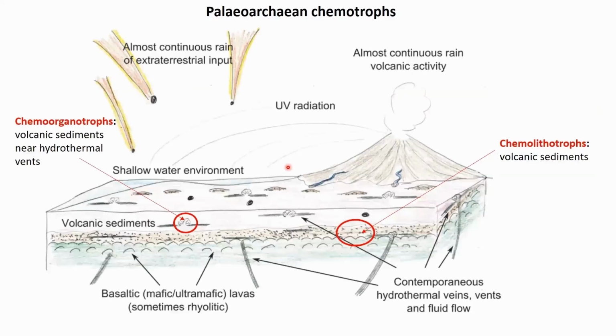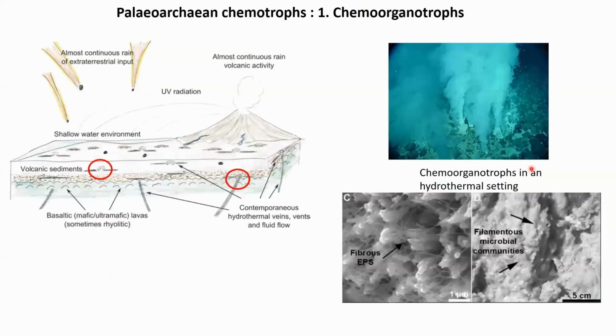So now I'm going to change tack and talk about the chemotrophs, the two kinds of chemotrophs. And I'll be showing you examples from two environments. One environment is influenced by hydrothermal activity. These will be the chemoorganotrophs. And the other environment are sediments deposited on the coast, volcanic sediments. And there we'll look at chemolithotrophs. So first of all, the chemoorganotrophs and the hydrothermal environments.